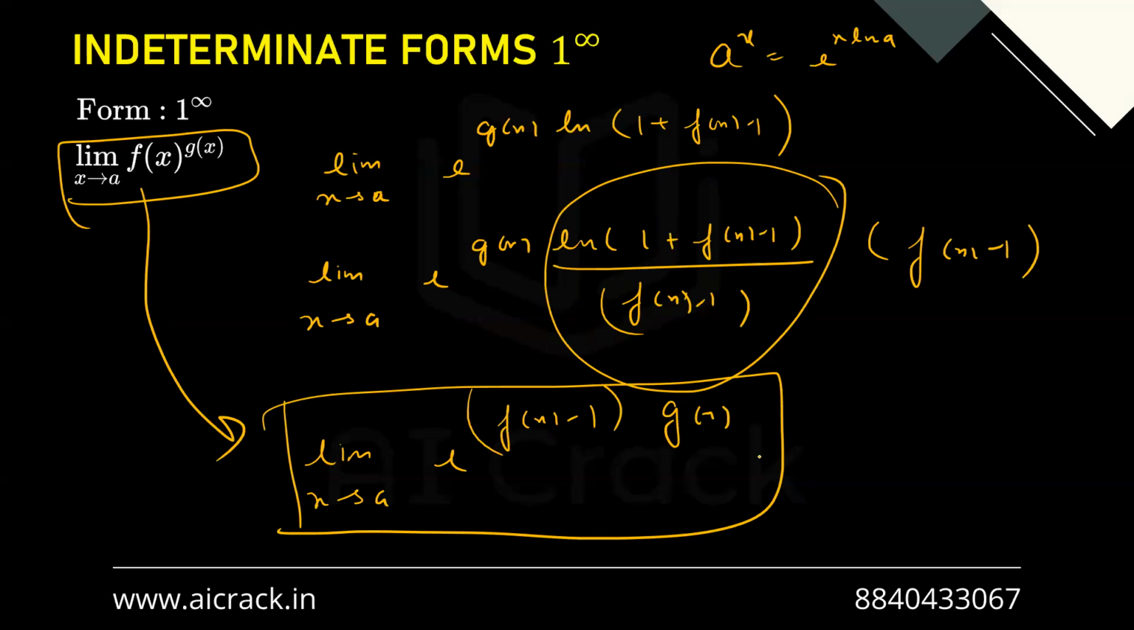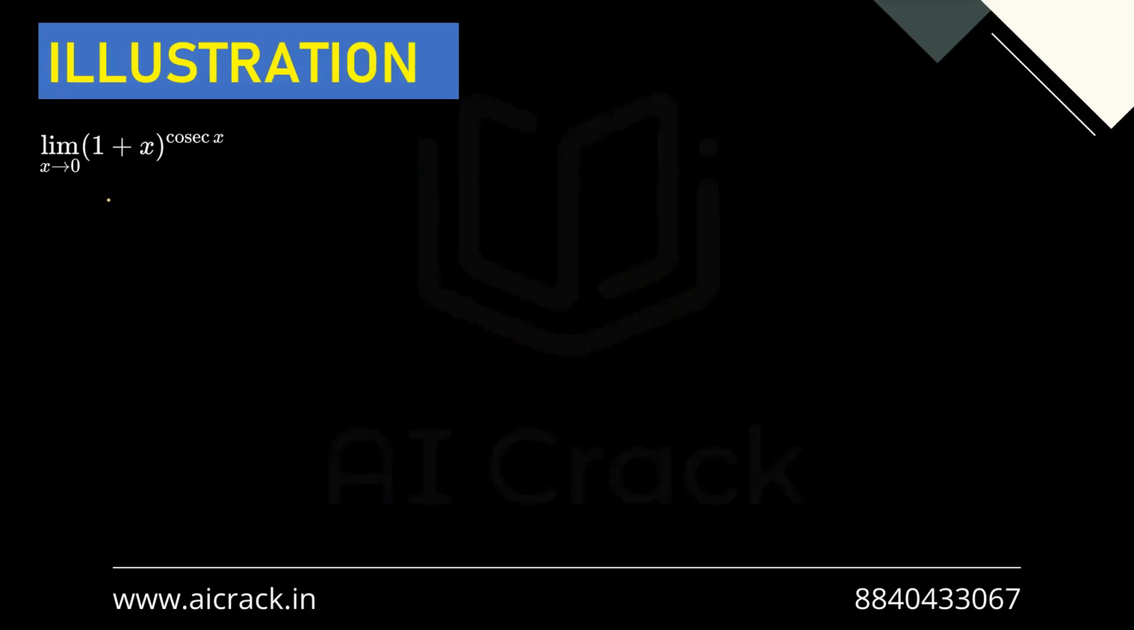Okay, now let's solve this question. We have limit x approaches 0, (1 + x) raised to the power cosec x. Now we can see that this is not of the standard type. Our standard type was (1 + x) raised to the power 1/x. This was the standard type. This is not of that format.